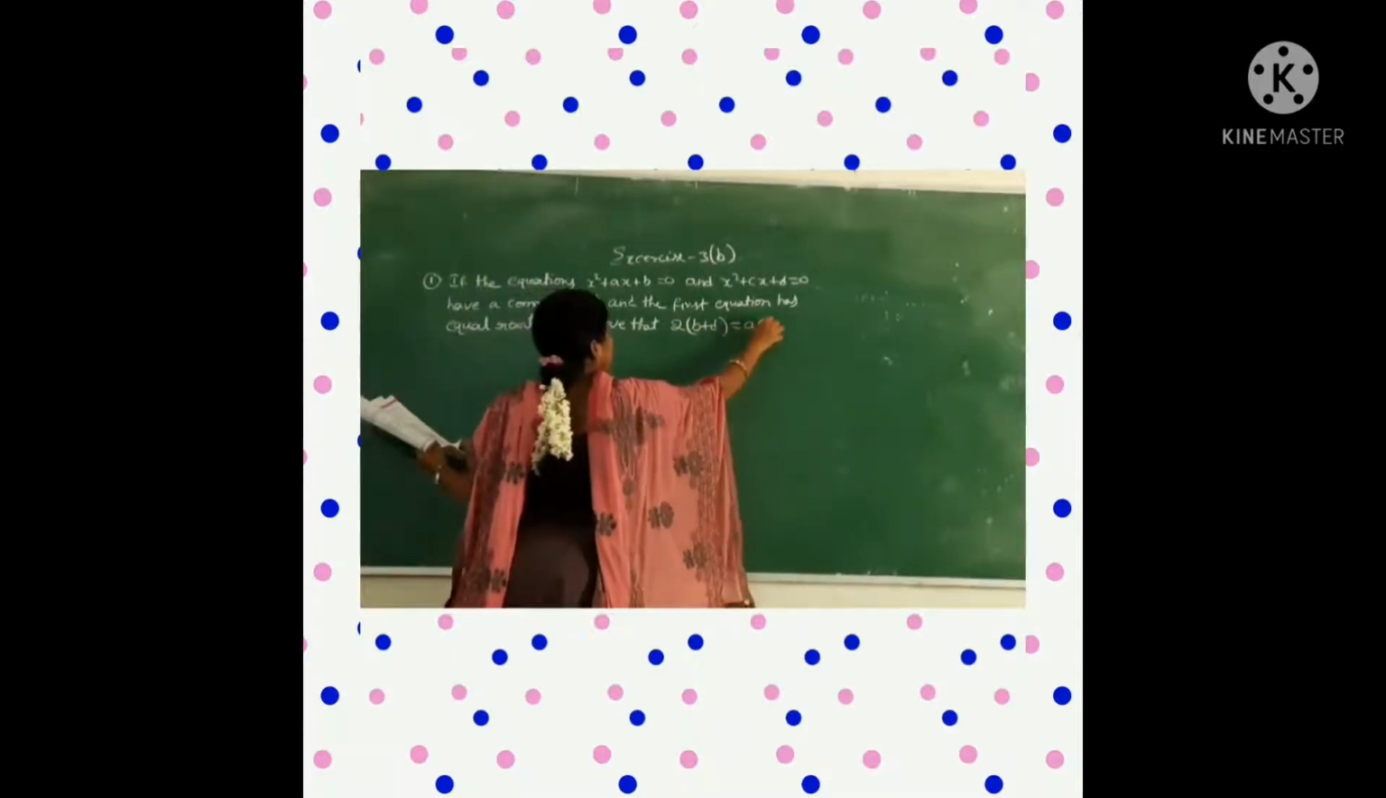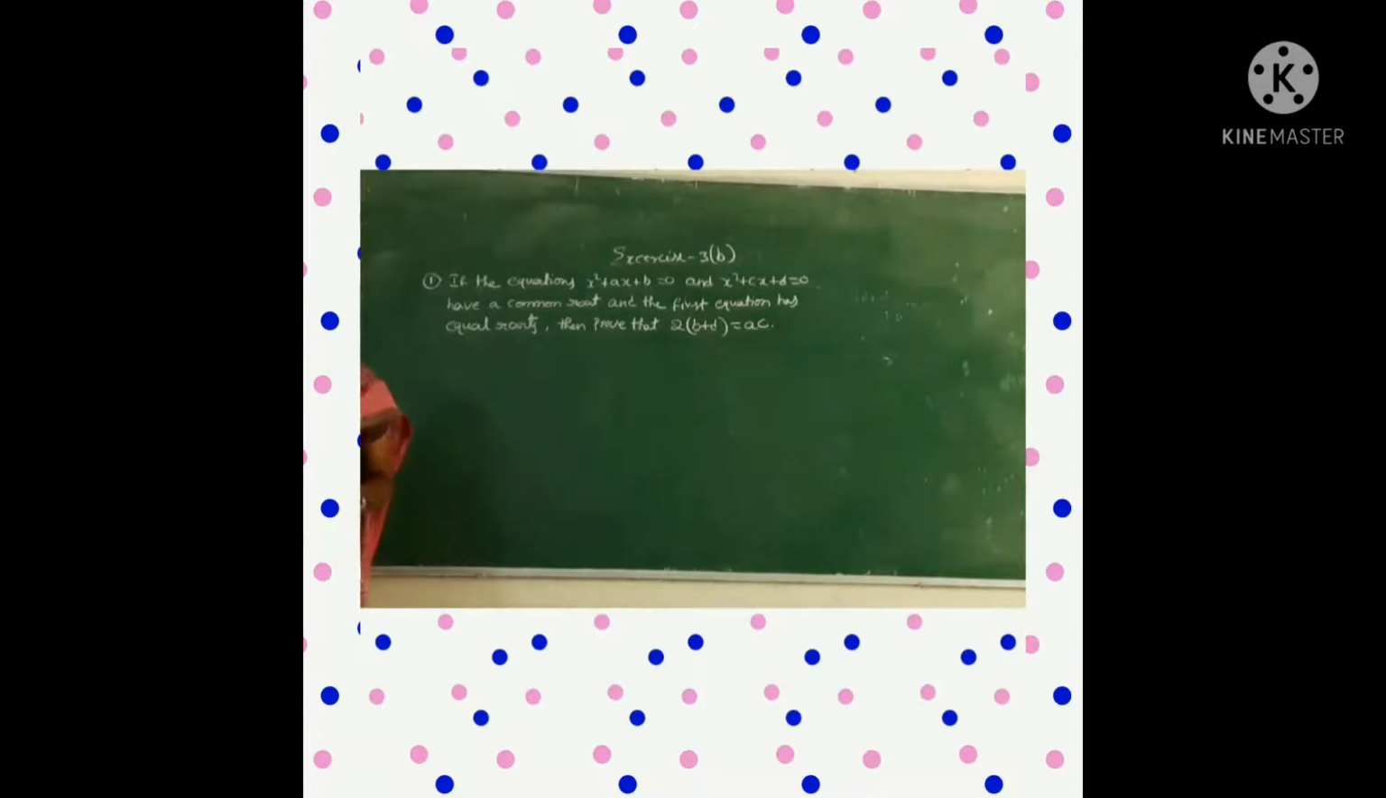Okay, see here given. If the equations x square plus ax plus b is equal to 0 and x square plus cx plus b is equal to 0 have a common root and the first equation has equal roots, then prove that 2 into b plus d is equal to yes. We are given two equations; the first equation has a common root and equal roots.